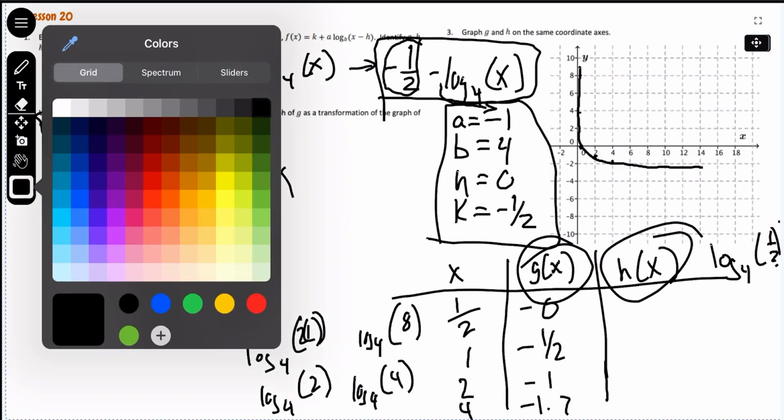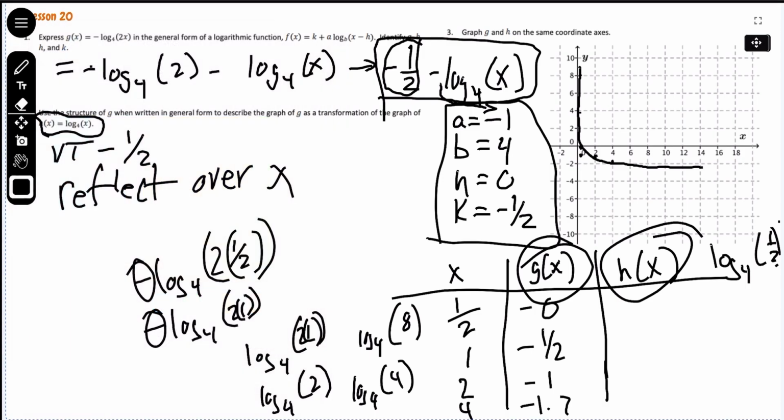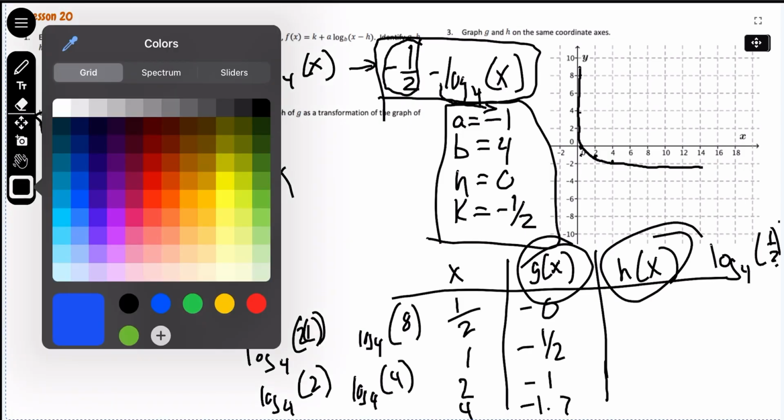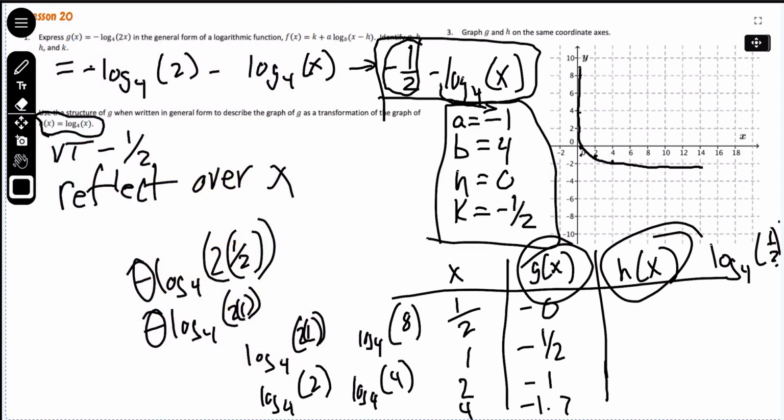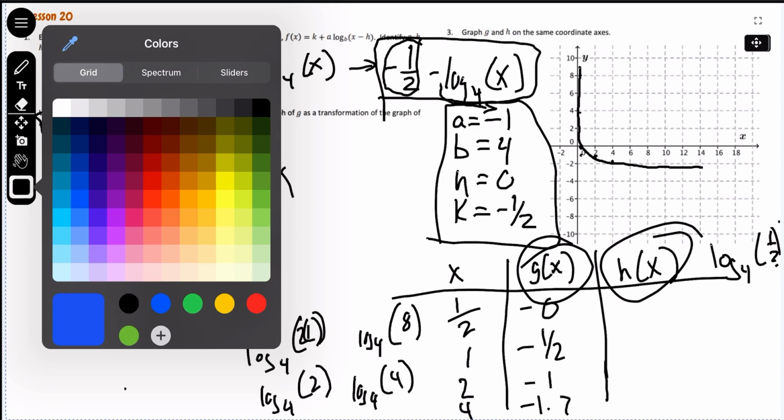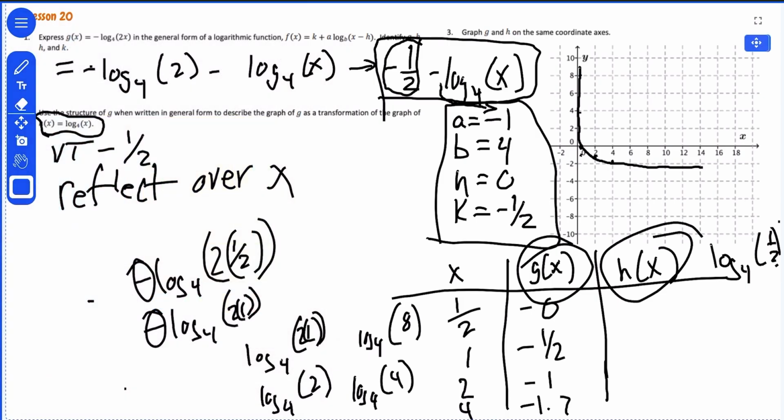Let me change colors. And come down here. It's going to be somewhere down here like this. Did that change colors? No. It's not wanting to let me change colors. There it goes. It's going to be coming down here.